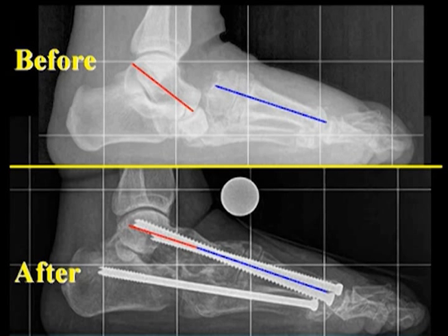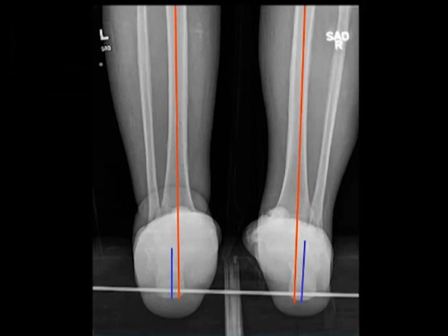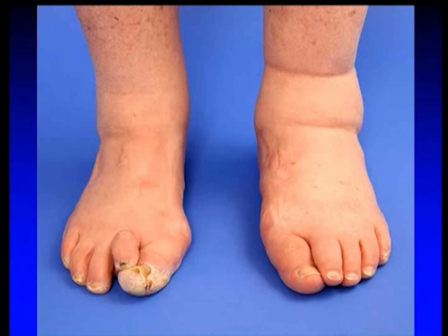Again, you can see the before and after on this image, and you can see the realignment of the 12 degrees of valgus that we had prior to a neutral heel on this hindfoot alignment view postoperatively.